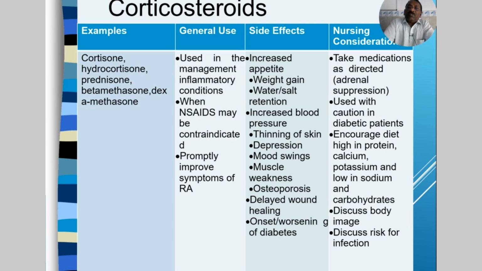So the nursing considerations: take medications as directed, watch for adrenal suppression, use with caution in diabetic individuals, and encourage a diet high in protein, calcium, potassium, and low in sodium and carbohydrates. The dietary approach is very easy to say, but no one follows it. Discuss the body image, which means they gain weight. Discuss the risk of infection. Obviously when people are on steroid therapy, avoid infections, because it reduces the immunity.